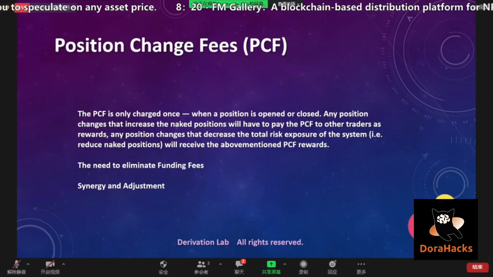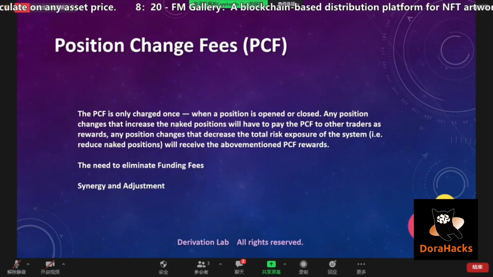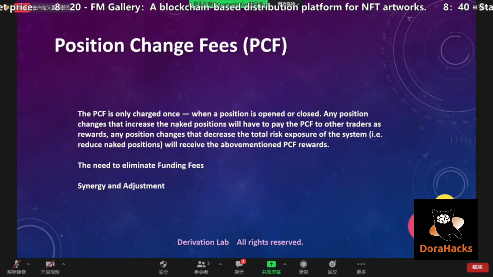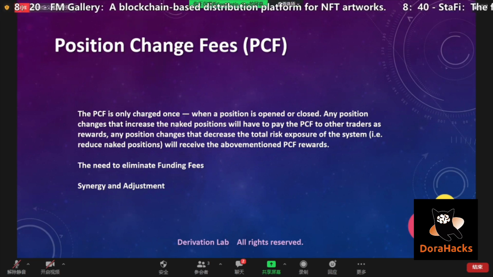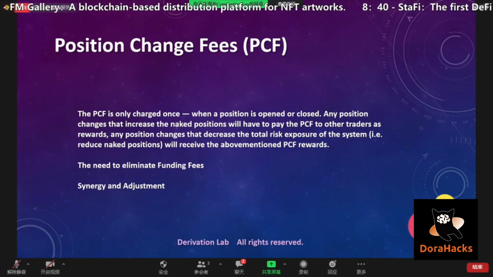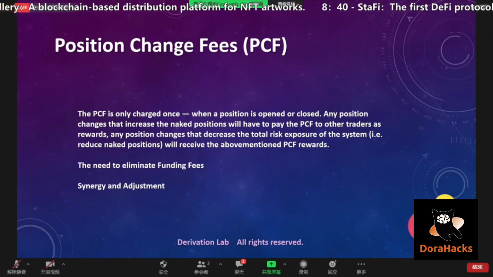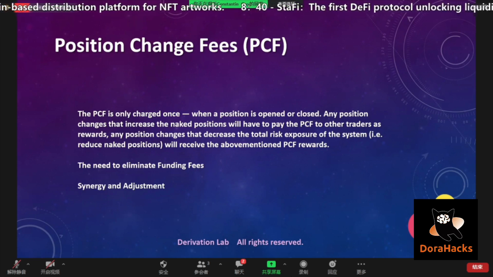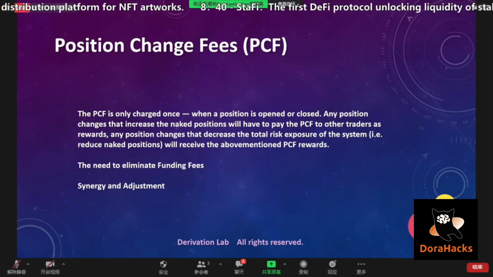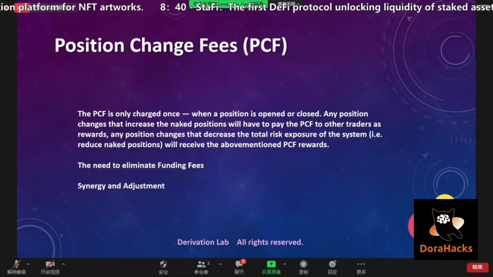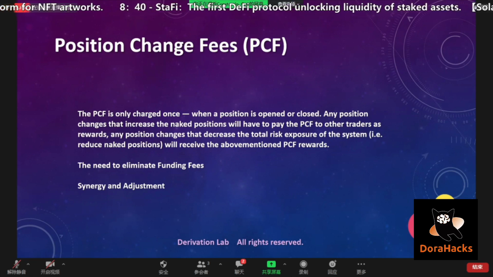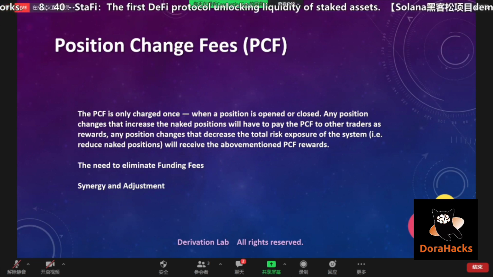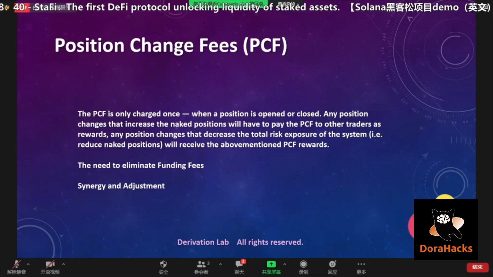And also the second problem is that the funding fees will go on forever. As long as you are holding your position, you will always have the potential threat of paying funding fees over and over again. And that is a bad user experience. If you want to hold a long position or short position for the long term, you will be suffering huge funding fee losses.